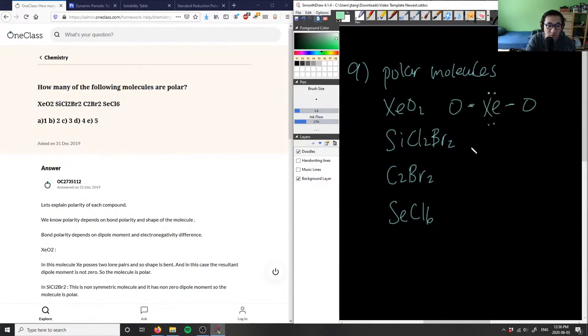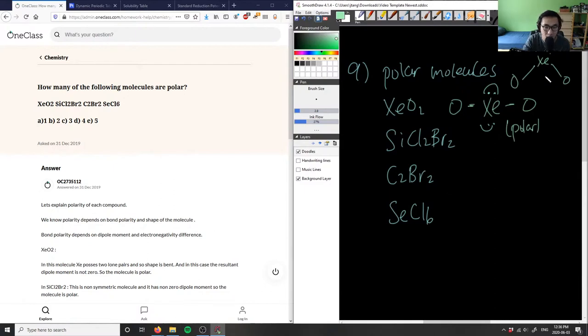This guy will be polar because it's not a linear molecule. A linear molecule would have been nonpolar, but in this case, this is going to push up. So ideally you get something that looks like this, where the lone pairs are taking up space and the O's are shifted downward. So it's going to be a polar molecule.